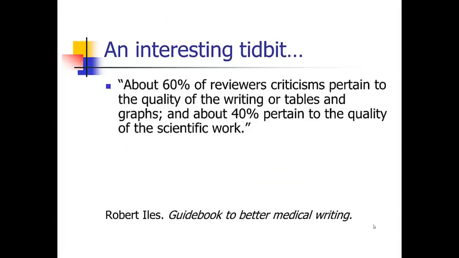And then finally, as I was preparing these lectures, I was looking at this book, Guidebook to Better Medical Writing, and he said something interesting in it. And he didn't have any citation for this, so I'm not really sure where this statistic came from, but it really resonates with me. So he says about 60% of reviewers' criticisms pertain to the quality of the writing or the tables and graphs, and only about 40% pertain to the quality of the scientific work. And, so again, the importance of the writing and presentation of the data is really huge in the publication process.